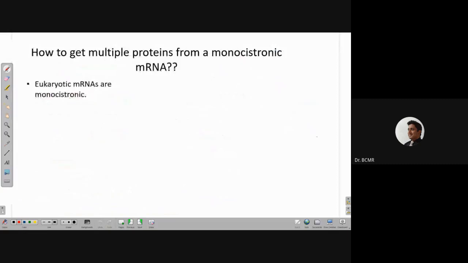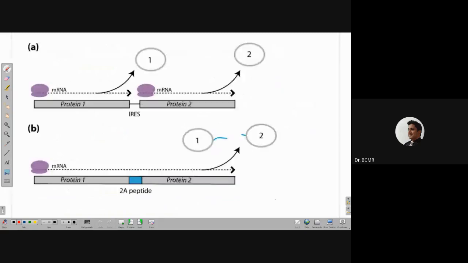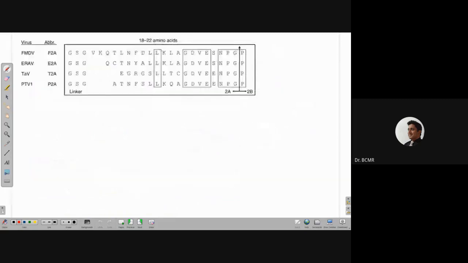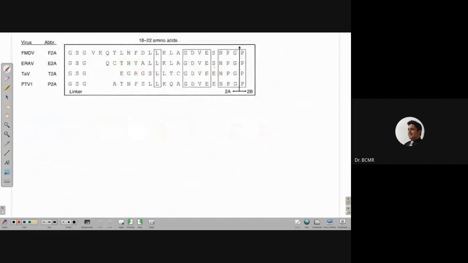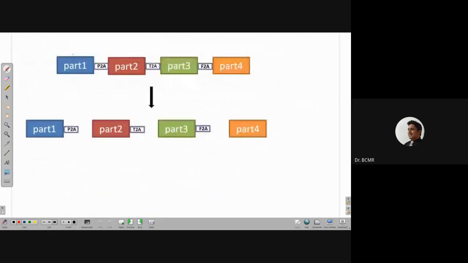We discussed eukaryotic mRNAs. They are monocistronic, and we should be able to generate 4 different proteins in a smart way. For that, we also discussed self-cleaving peptides. This should be the start codon, and this will be the stop codon. If this is the gene, a whole peptide like this will be generated, with the start amino acid, methionine, and so on in between.